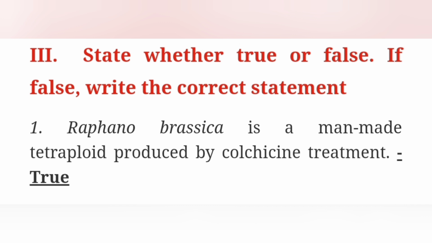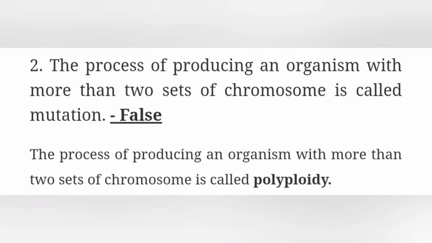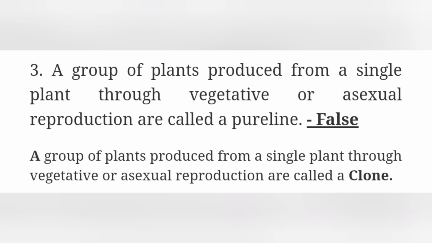Third Roman letter, state whether true or false. If false, write the correct statement. First one, Raphanobrassica is a man-made tetraploid produced by colchicine treatment. The statement is true. Second one, the process of producing an organism with more than 2 sets of chromosomes is called mutation. The statement is false. The correct statement, the process of producing an organism with more than 2 sets of chromosomes is called polyploidy.